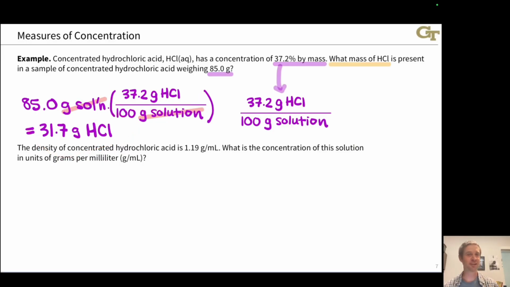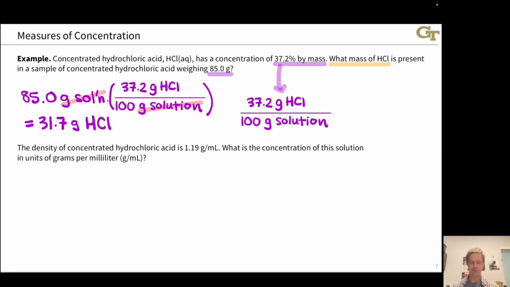Now the next question is interesting because it's a little bit confusing in the way it's phrased and in the units we use. The density, the mass density of concentrated hydrochloric acid is 1.19 grams per milliliter.